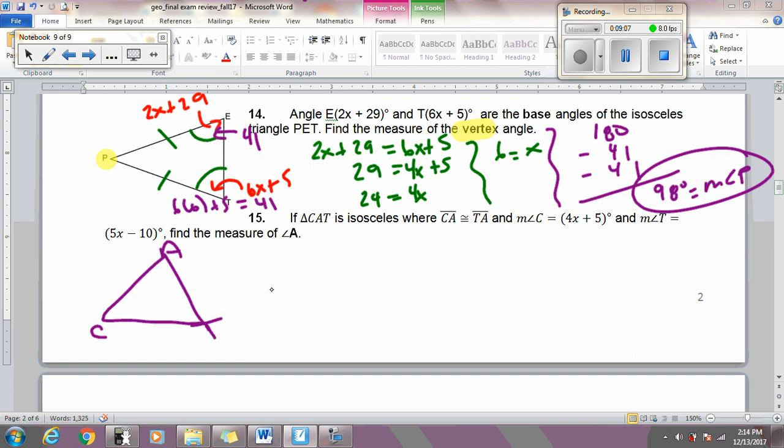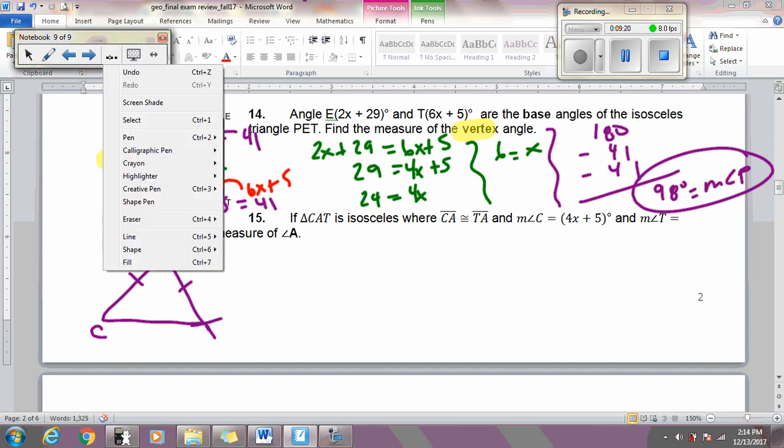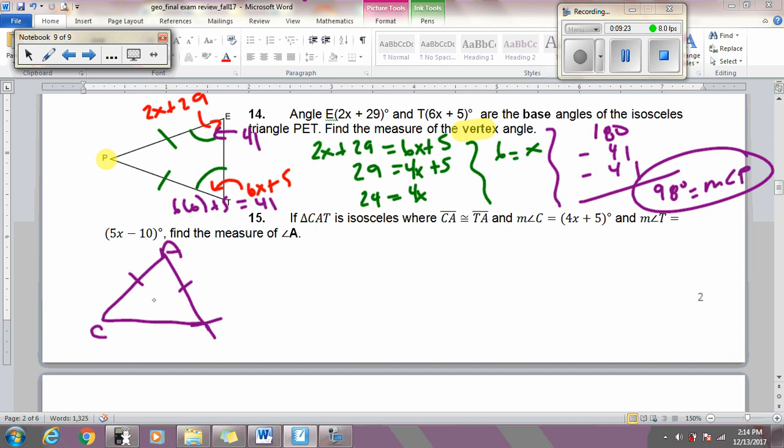All right, it then says CA is congruent to TA, so let's mark them congruent. So right away, I know which angles are congruent as well. Those are going to be my base angles, and they are angle C and angle T. See how knowing all the vocabulary is very helpful. It tells us C is 4x plus 5, and T is 5x minus 10.